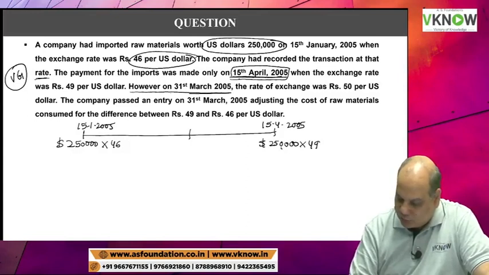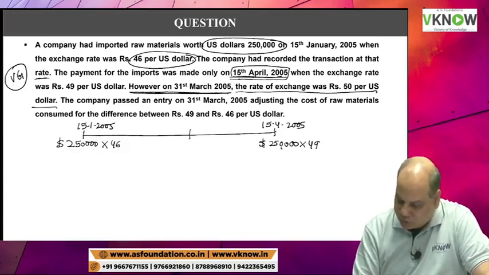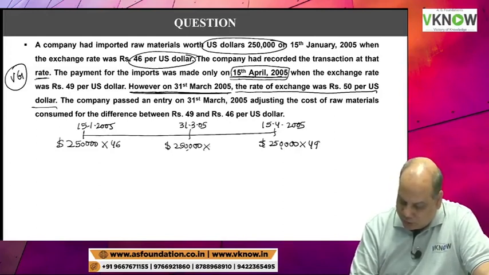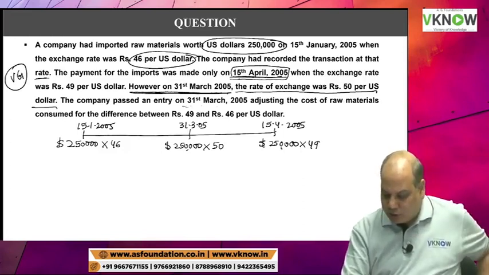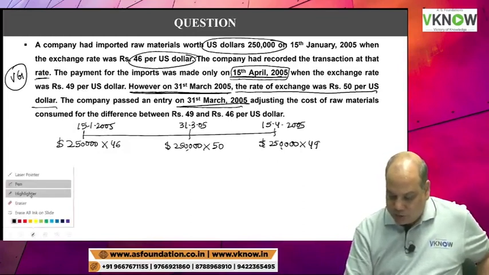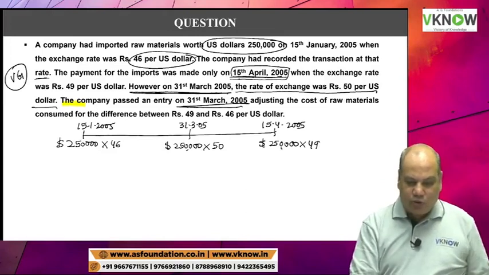However, on 31st March, the rate of exchange was 50 rupees per dollar. In between, you have the year ending date. On the year ending date, the rate was 50 rupees per dollar. The company passed an entry on 31st March 2005. Now, this is the mistake this company has made, and this question comes in your exam quite often.